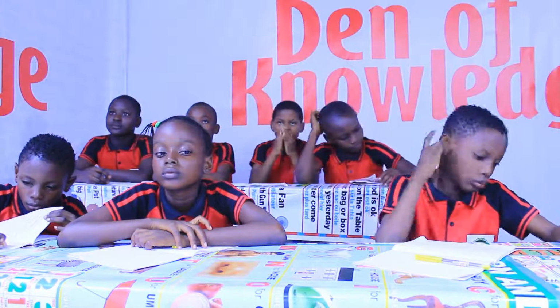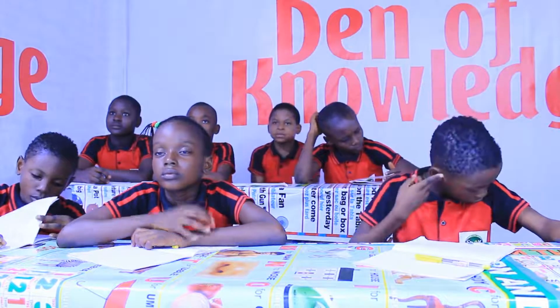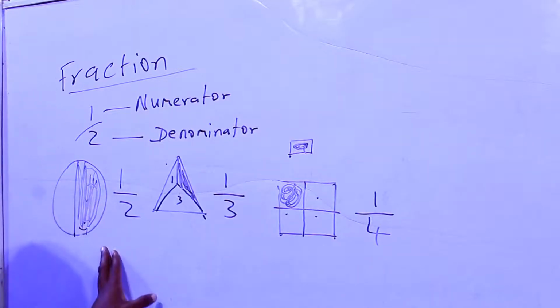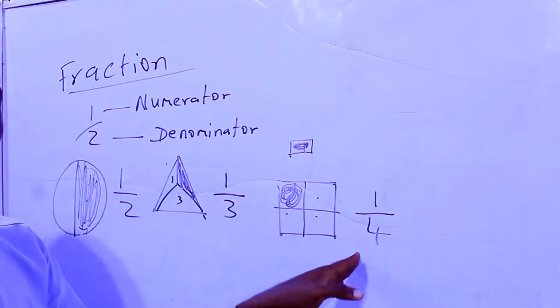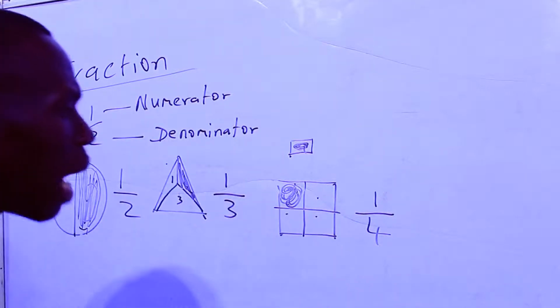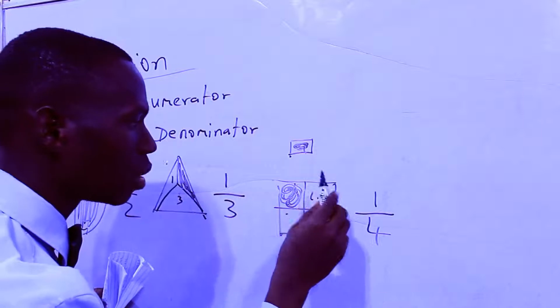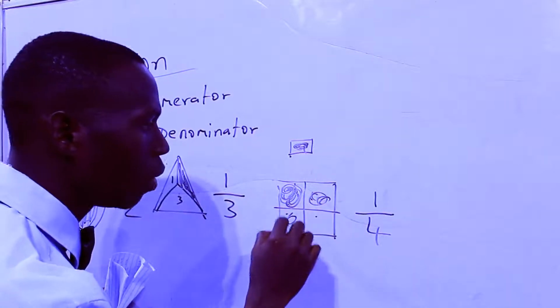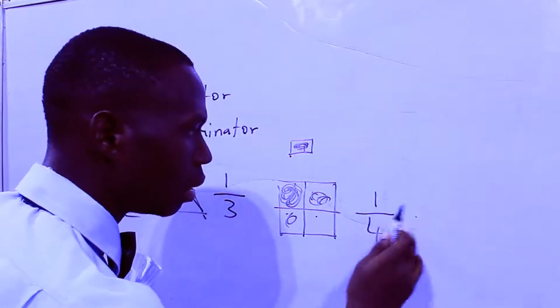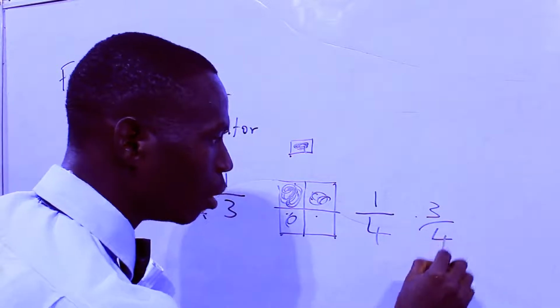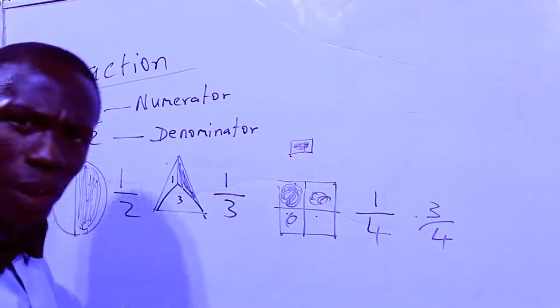This one is half. If you divide the whole number into 2 parts, it's called half. Divide it into 4 parts, it's called quarter. Take away 3 of it, it will become 3/4. 3/4 means 3 quarters.